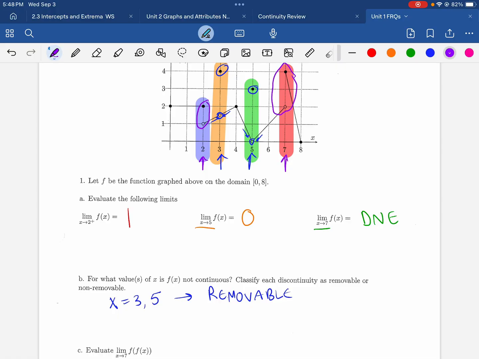All right, now at 2 and at 7, my function is splitting apart. And so they're not meeting up. So at x equals 2 and 7, that is going to be non-removable because it's a jump.